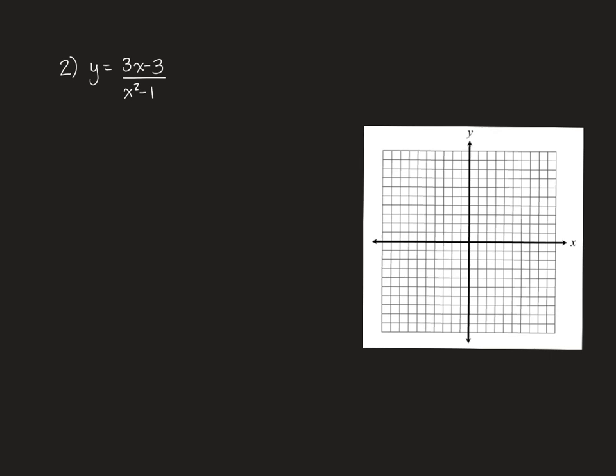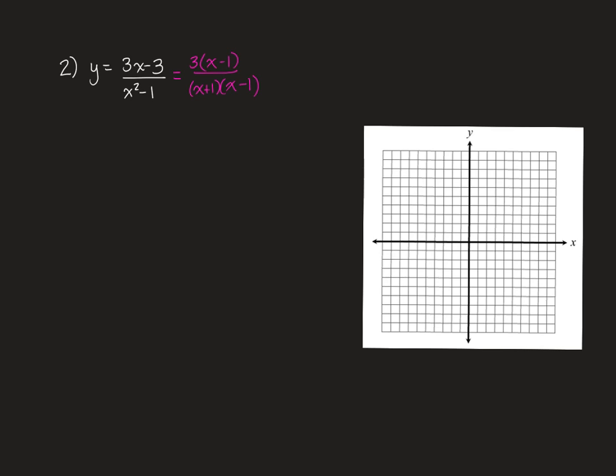So let's look at another one. So we have 3x minus 3 over x squared minus 1. First thing we want to do is find horizontal and vertical asymptotes. This will include factoring, so I can factor out a 3. I'm left with x minus 1. X squared minus 1 is a difference of squares. It will factor to x plus 1 and x minus 1.